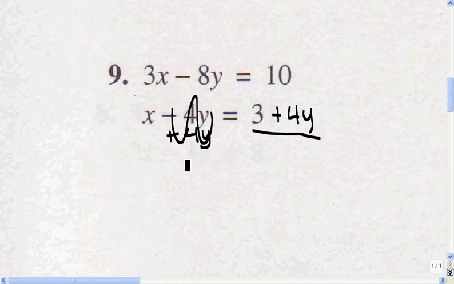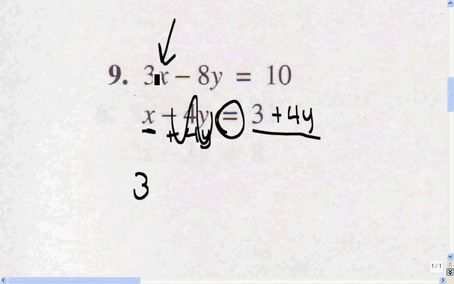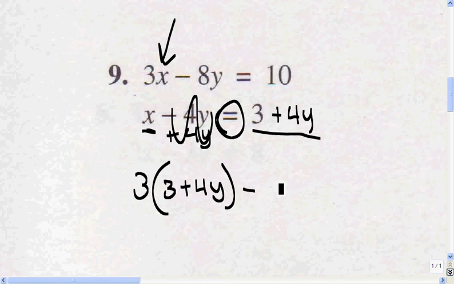So since x is the same as 3 plus 4y, wherever I see x in the other equation, which is here, I'm going to substitute it for 3 plus 4y, since x is the same as 3 plus 4y. So 3 times, instead of writing x, I'm going to write 3 plus 4y, in parentheses, minus 8y equals 10.